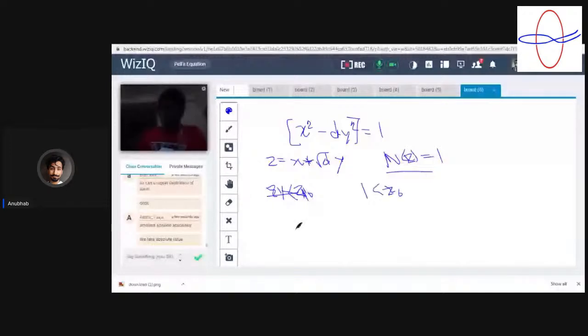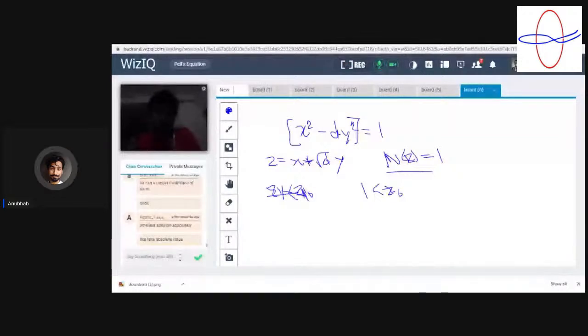So why can we do this? Because if z is a solution, 1 by z is also a solution. 1 by z is basically x minus root d y, because x squared minus d y squared is just 1. So 1 by z is z conjugate when we are looking at solutions of Pell's equation.